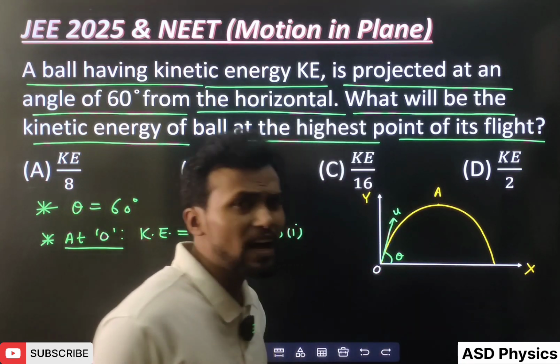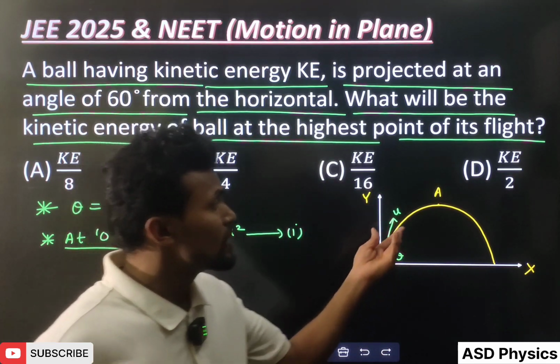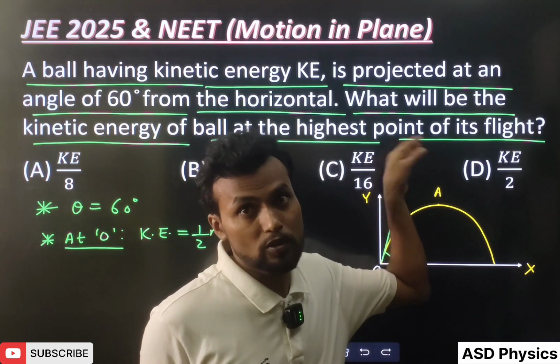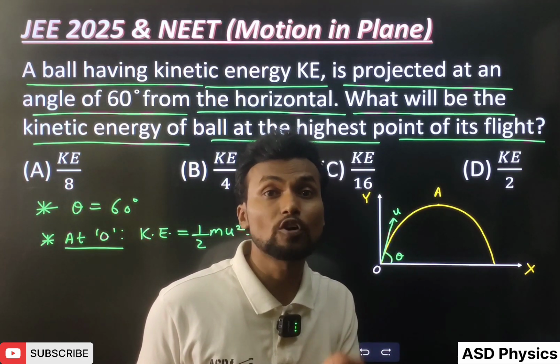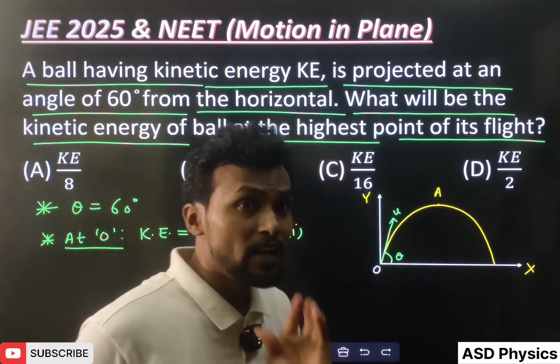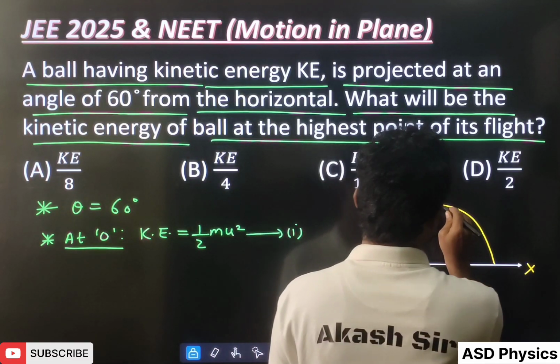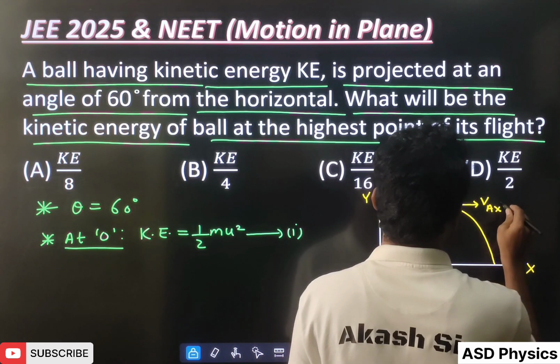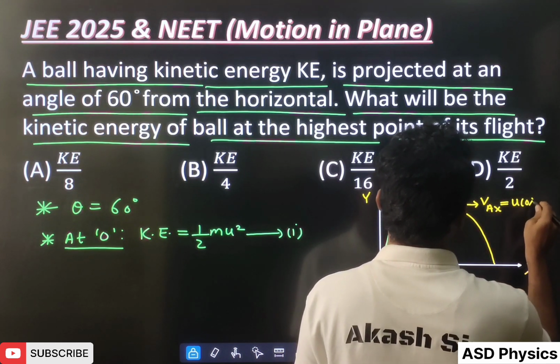Okay, so at the highest point, what will happen? A is the highest point, which means the body is not going any more upward. So here the vertical component of the velocity is 0. And what about the horizontal component? The horizontal component of the velocity, let's take for example Vax, will be u cos theta.